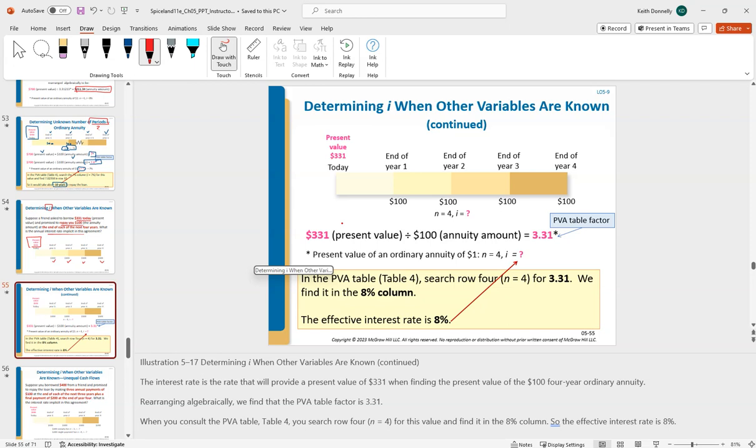So again, we have the present value divided by the annuity amount, each payment, $100. There's the factor, 3.31. We know the N is 4 because it's 4 years. We play reverse battleship when we use the chart. If I'm lending you $330, I'm getting $100 a year for the next 4 years. I'm effectively getting an 8% return on that.